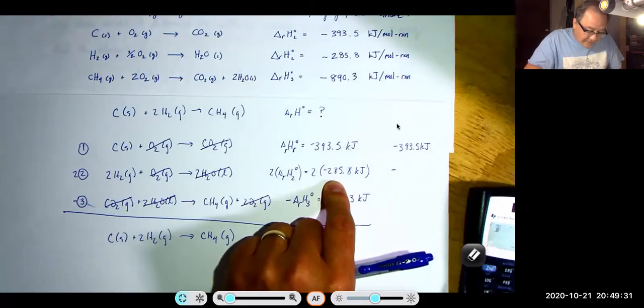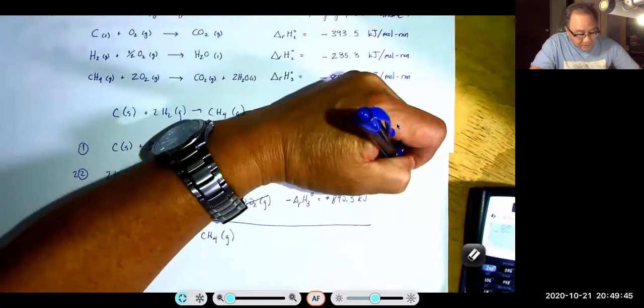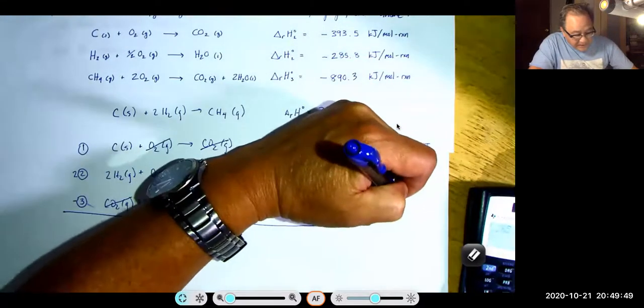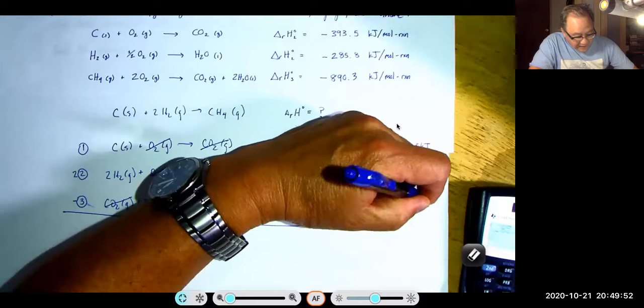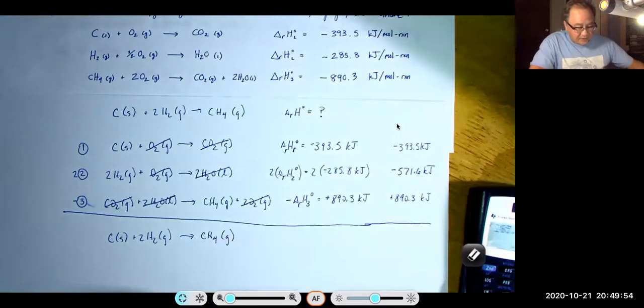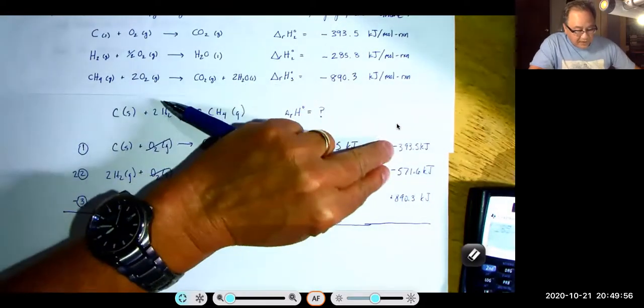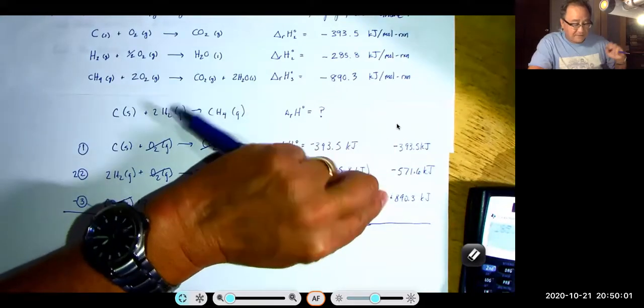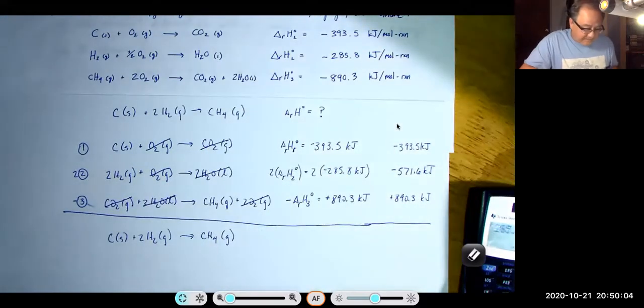So 285.8 times 2. And so we get negative 571.6 kilojoules. And here we have plus 890.3 kilojoules. And we add these 3 values together, you can see roughly that these two values will add up to probably a little bit more than that. And so we're going to end up with a negative value. And let's see what we get.